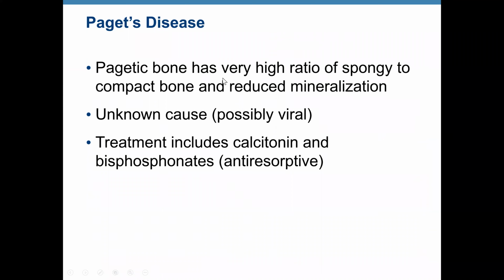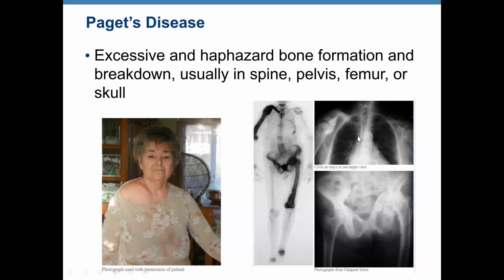Now, Pagetic bones have a very high ratio of spongy to compact bone and reduced mineralization. And that's why Pagetic bones are very susceptible to fracture. So they can be broken easily. Of course, this excessive growth of bone is mostly spongy bone with a very low ratio of compact bone, so it's not convenient.